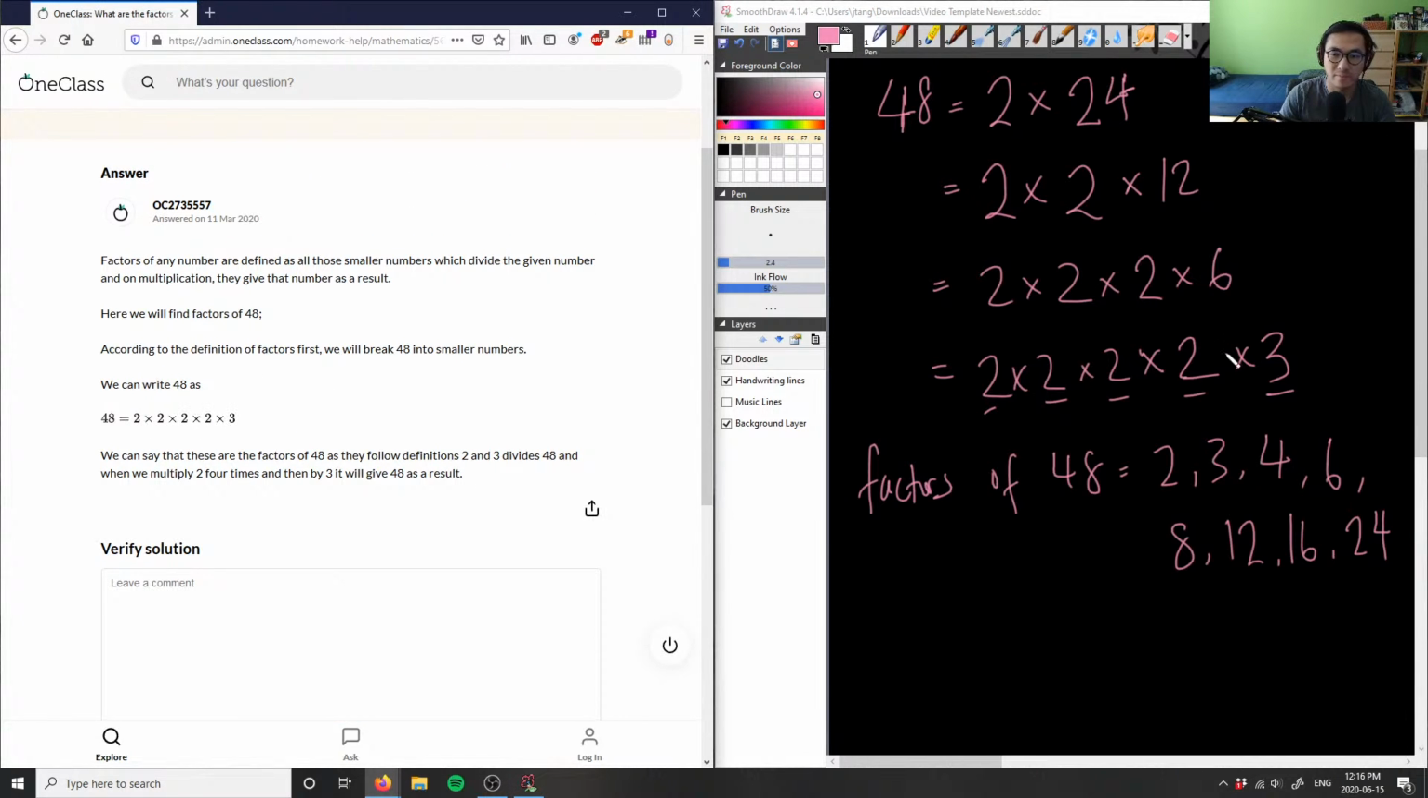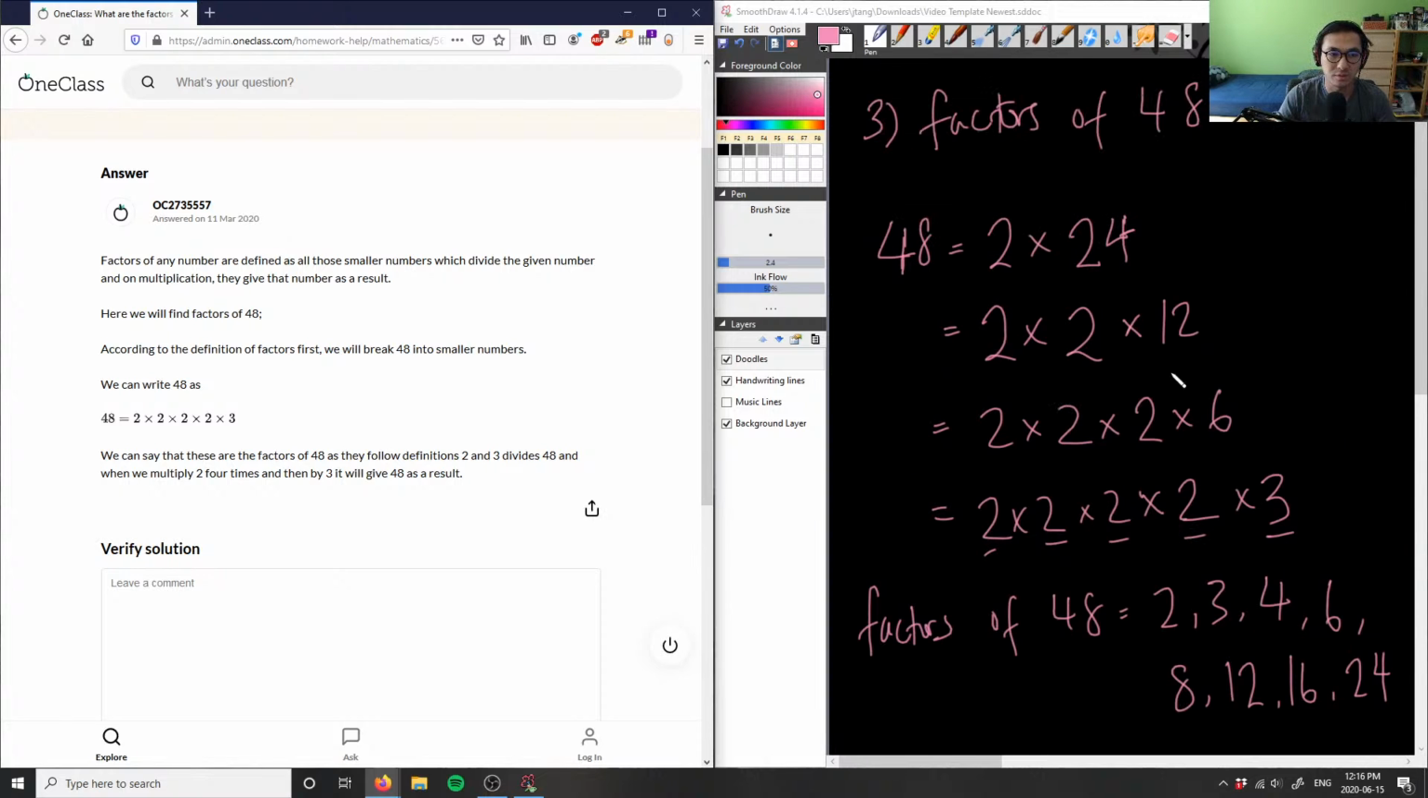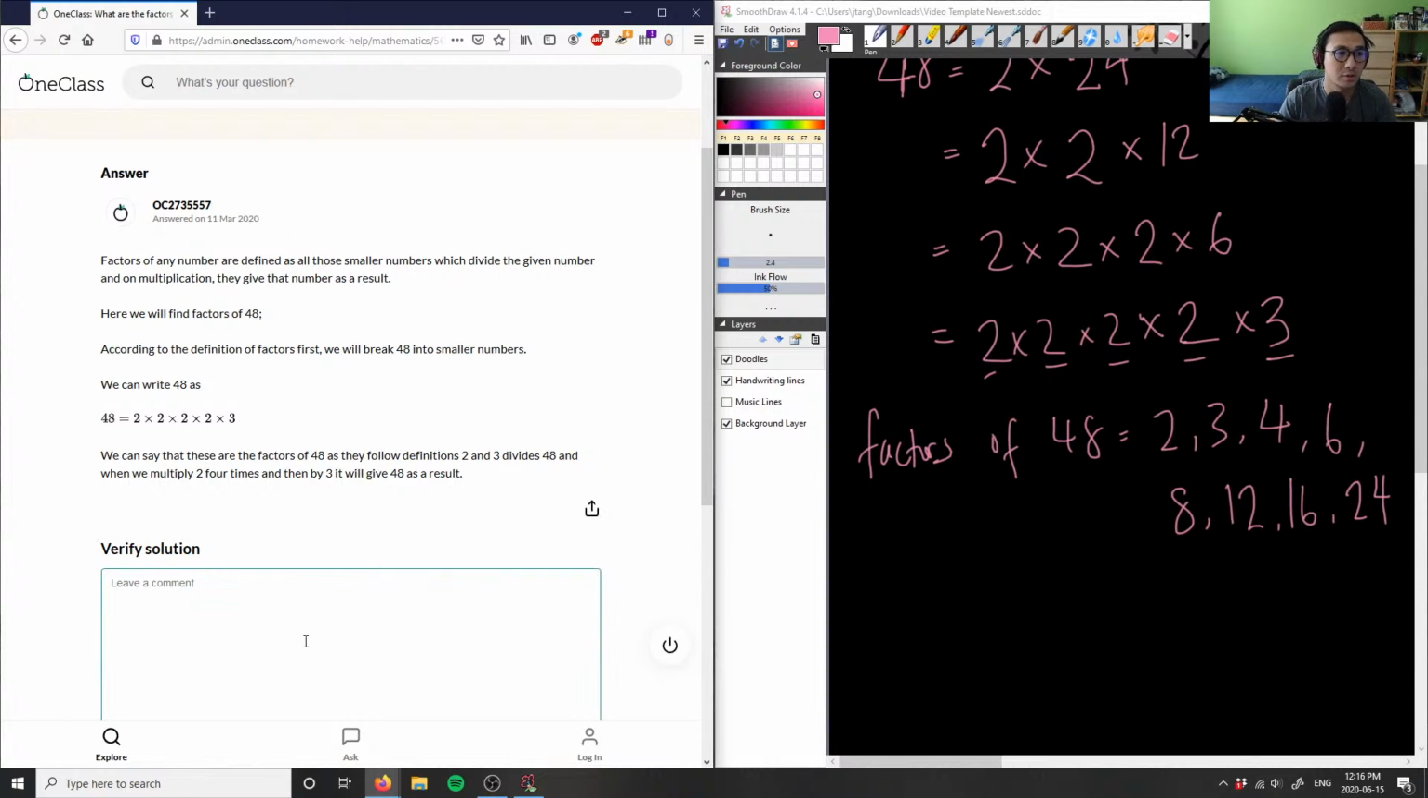Again, they gave us the prime factorizations, but they actually didn't give us the specific factors here, because they did ask us what the factors of 48 are. These are the prime factors, but they're not specifically the factors here. So the solution is correct for the prime factors.